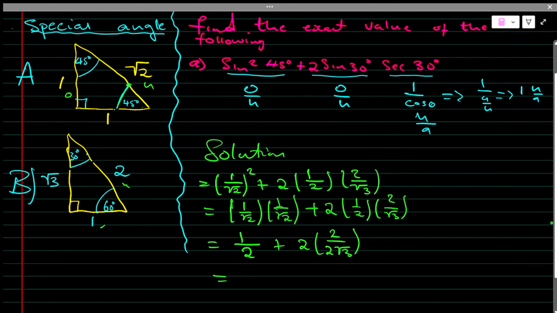Okay, so now we simplify this one. What is it that we are going to have? We are going to have 1 divided by 2 plus 2 multiplied by 2, which is 4. Okay, so these 2 will divide with this 2, so we will be left with 2 over root 3. So this gives us what?